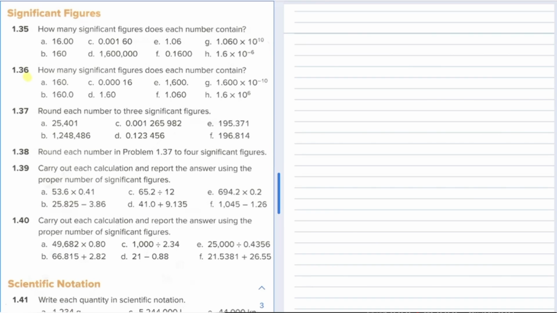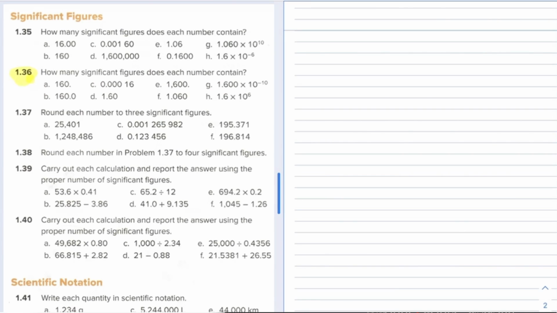So number 36 here. How many significant figures does each number contain? So you've got lots of numbers here. Now, I'll point you to lecture 5, where we talk about sig figs. It's pretty easy to determine the number of sig figs once you know how to do it.